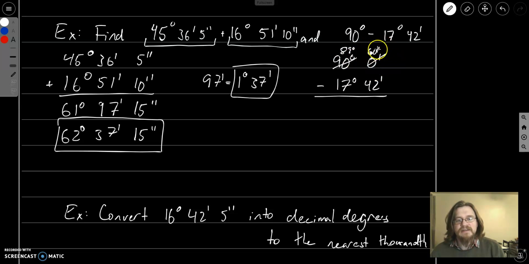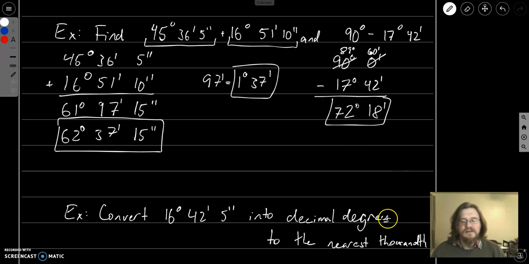But now I can take 60 minutes minus 42 minutes, which will give me a leftover 18 minutes. And my 89 degrees minus the 17 degrees gives me 72 degrees. And that looks like a real angle. We've got 72 degrees and 18 minutes. That's perfectly fine. So this is how we will add and subtract degrees with minutes and seconds.